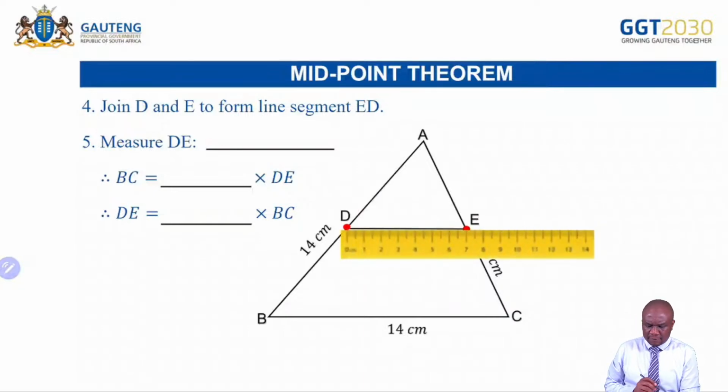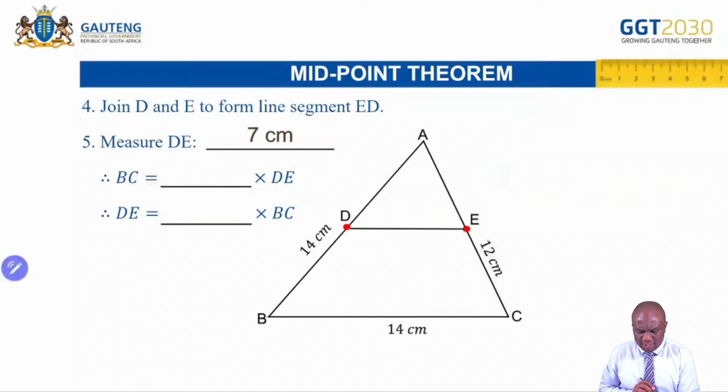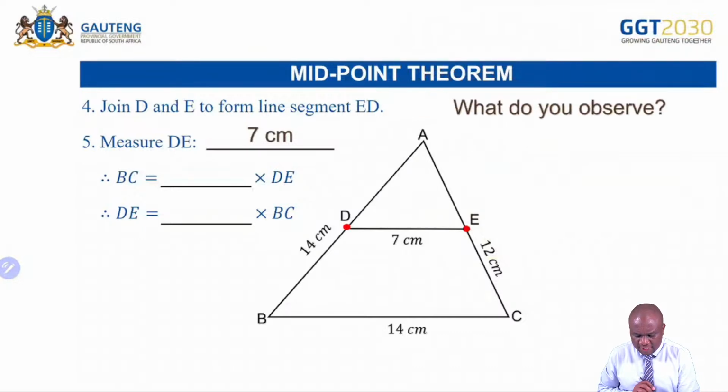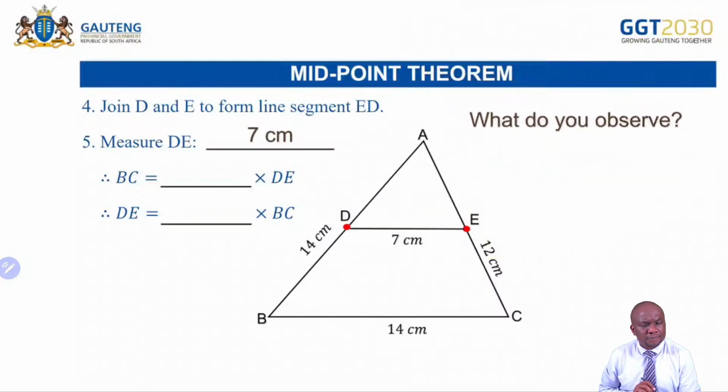Interesting. 7 centimeters. Now, what do you think? Look at DE and BC. What can you say? What's the relationship between these two? DE and BC. Do you see that DE is half of BC? Very good. That is the one point that I want you to take note of. DE is half of BC.